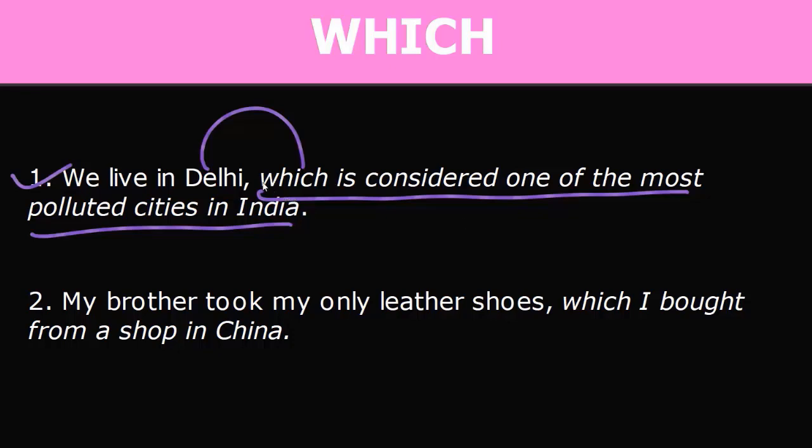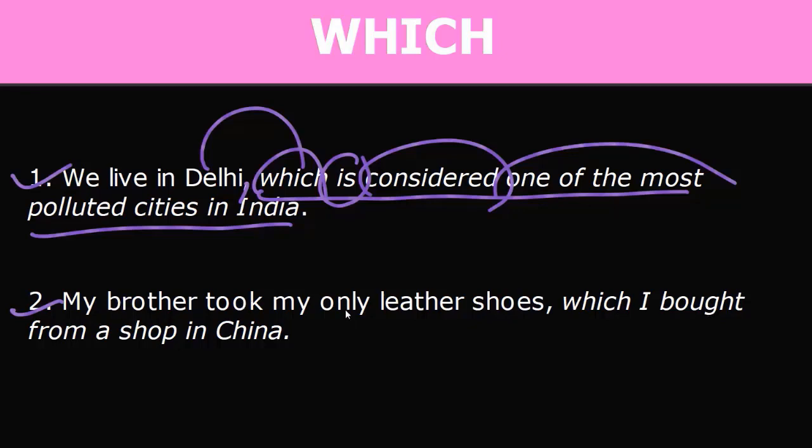So here, which is working as the subject of the relative clause, which is considered what, one of the most polluted cities in India, right? And we have this comma which is offsetting it from the main sentence because this piece of information is extra, right? Second example, my brother took my only leather shoes which I bought from a shop in China.